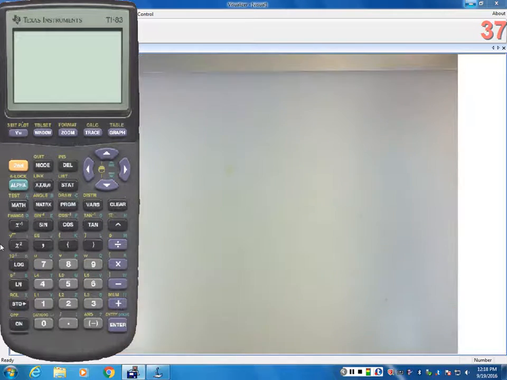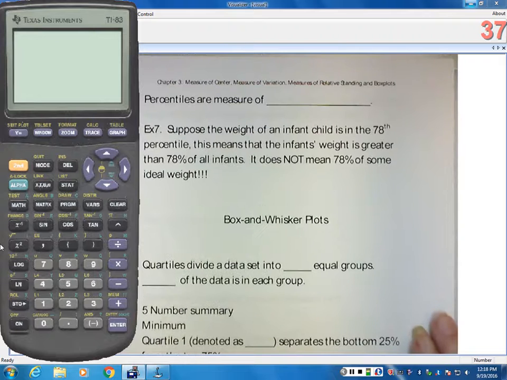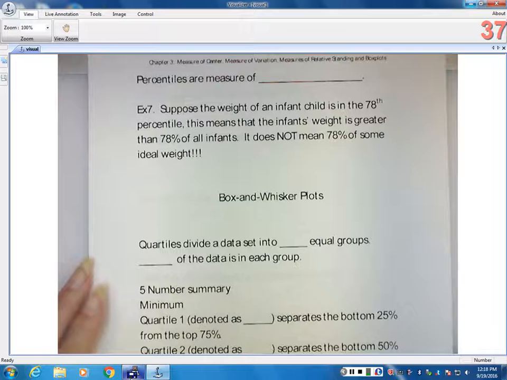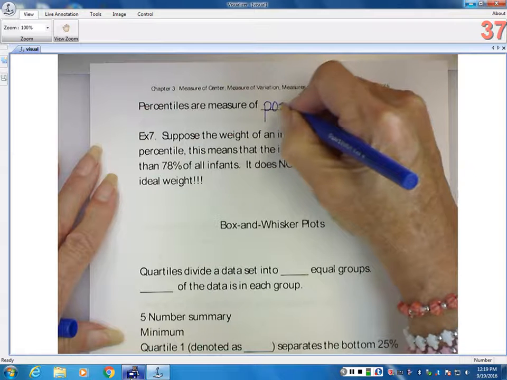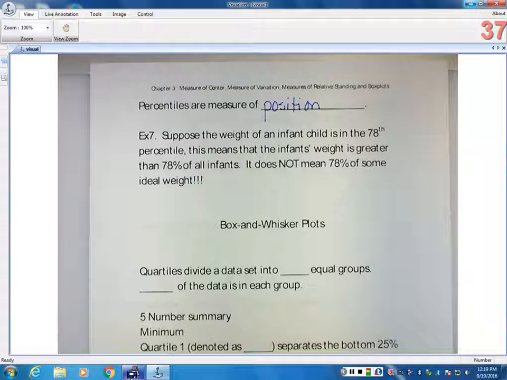Okay. So let's back up so we can summarize. Back up to the previous 2 pages. Let's get rid of the calculator because we don't really need it right now. Percentiles are measures of position. They are not measures of center, they are not measures of spread. They are simply measures of position among a rank ordered set of data.